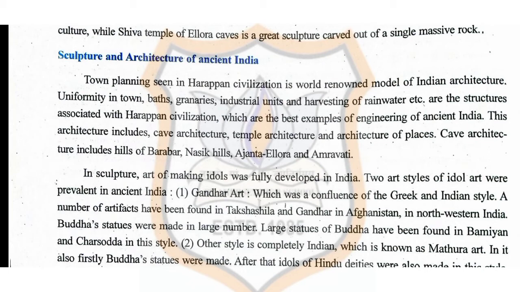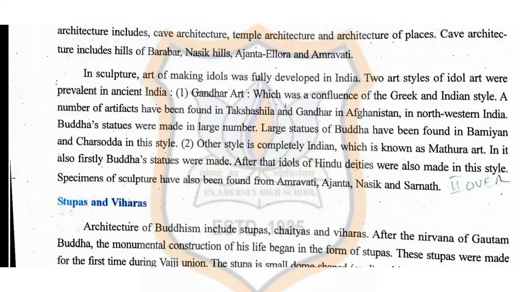Cave architecture includes hills of Barabar, Nasik Hills, Ajanta Ellora and Amravati. In sculptures, the art of making idols was fully developed in India. Two art styles of idol art were prevalent in ancient India. Number one, Gandhar art, which was a confluence of the Greek and Indian style.